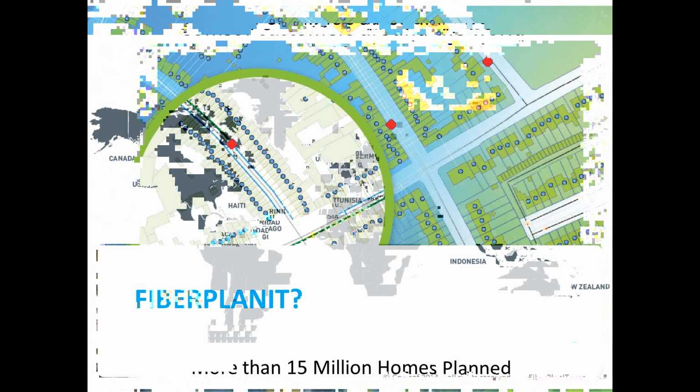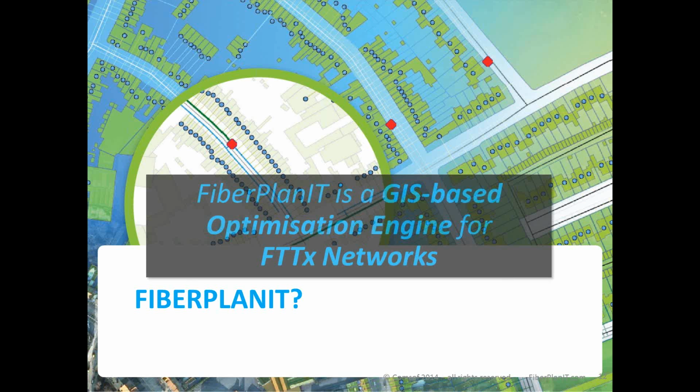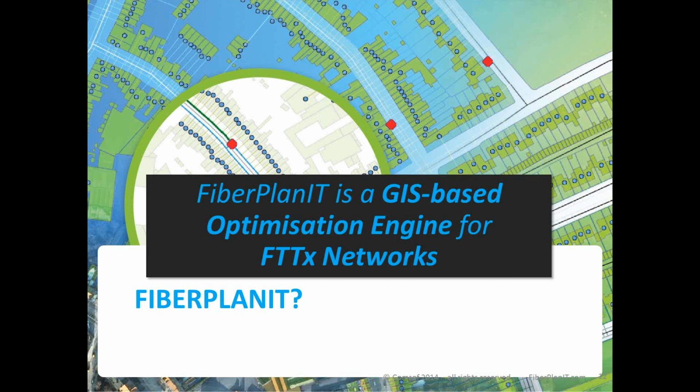So let's now look at what FiberPlanIT exactly is and what it can do. So in essence, FiberPlanIT is a GIS-based optimization engine for FTTx networks. So there are a couple of important things here. First of all, we are calculating on the basis of GIS data. This is important because that will give us a good accuracy. And secondly, it's about optimization and optimizing the design for the fiber access network that we want to plan.